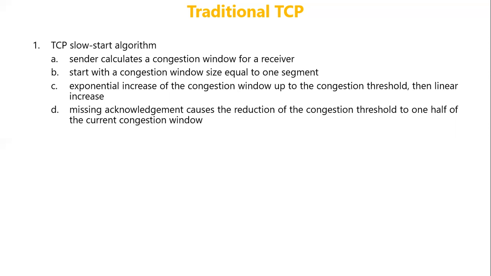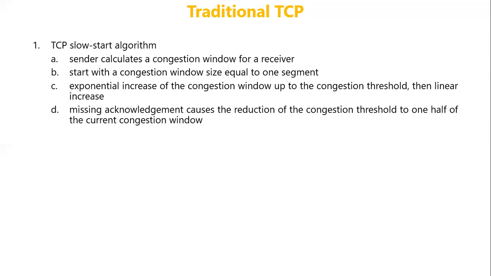The sender will calculate something called the congestion window for the receiver. The TCP sender will set the start size of the congestion window as one segment. That is, in one segment, it can send only one TCP packet. Now the sender will send one packet to the receiver and wait for the acknowledgement. If the acknowledgement is received, then it will double the congestion window.